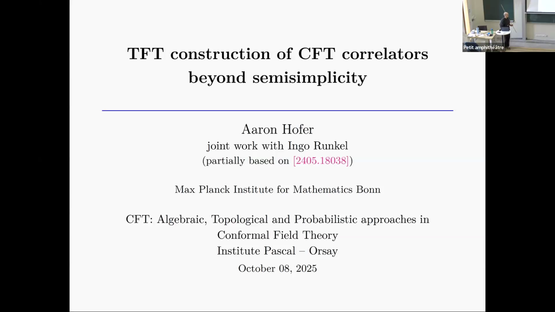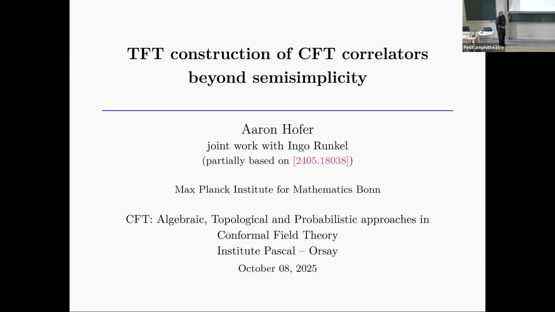About the construction of CFT correlators. Right. Thank you. So thank you for the introduction. Thanks to the organizers for giving me the opportunity to speak. Maybe just a small comment. I'm now in Bonn and no longer in Hamburg.